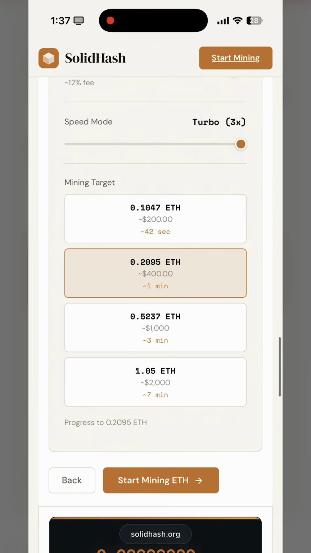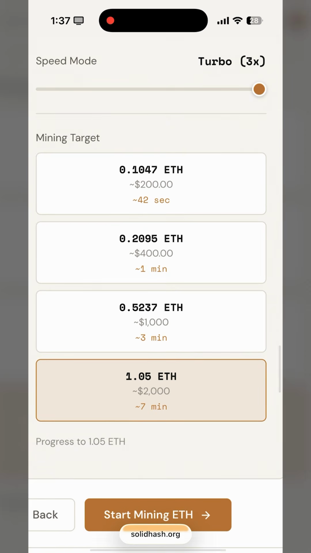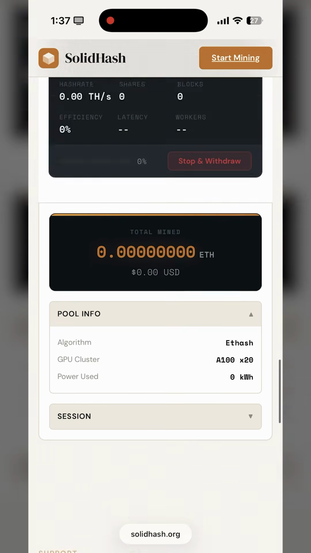So target amount next. There are 4 different volume tiers to choose from. The lower tiers make sense when you're just starting out or testing a new configuration for the first time. Less exposure, easier to track what's happening. The higher tiers are for when you've already run the platform enough times to know exactly how it behaves. So everything looks correct. I press start.